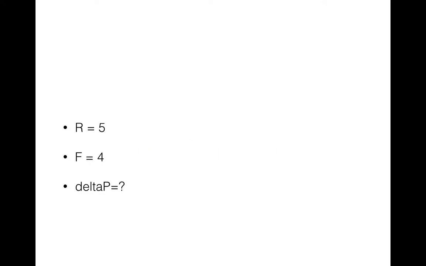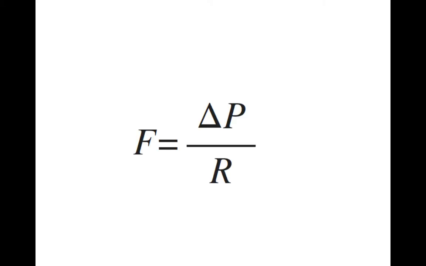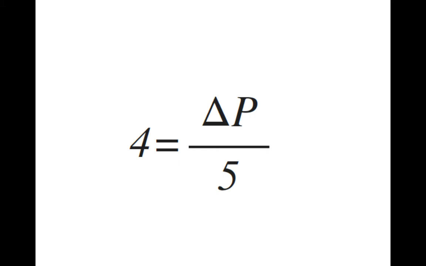So let's check out another scenario. Now in this scenario, we're given R and we're given F, and we have to figure out what delta P is. So first thing, when you have your variables, go to the equation. So F equals delta P over R. And we know that F, in this case, and R were given to us. So let's plug in for those. F was 4, R was 5. So now we have to get delta P.